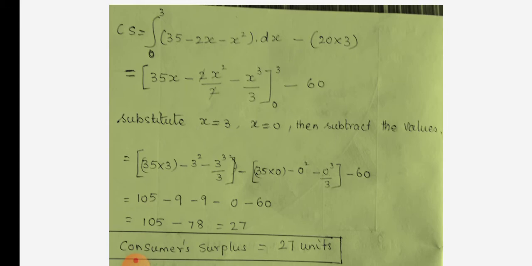CS is equal to integration limits 0 to 3 within the bracket 35 minus 2x minus x square with respect to x minus 20 into 3. Take a screenshot. I want you to copy this sum. Okay, with this we are finishing the sums topic.